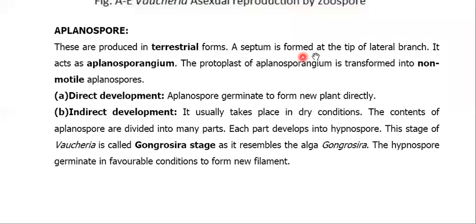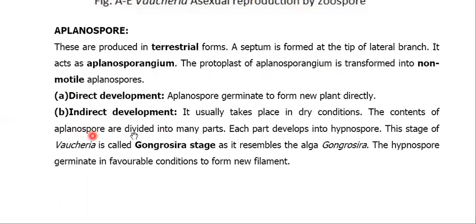A septum is formed at the tip of the lateral branch. It acts as a planosporangium. The protoplast of the planosporangium is transformed into non-motile planospores. In direct development, the planospore germinates to form the new plant directly. Indirect development usually takes place in dry conditions.